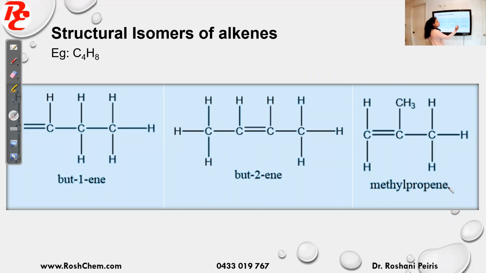The reason is the double bond can only be at the first carbon. If I have my double bond here, that's the first carbon. If I put my double bond there, that is also the first carbon. So the double bond can only be on the first carbon here. Therefore, it's just methylpropene.